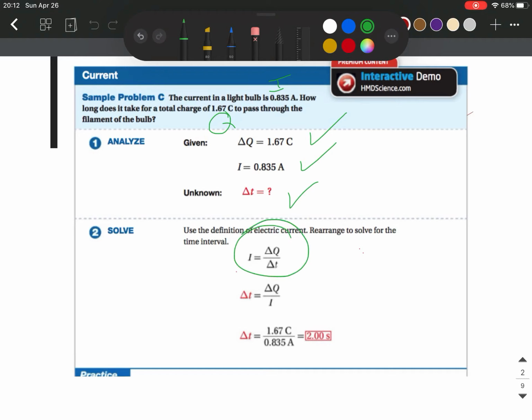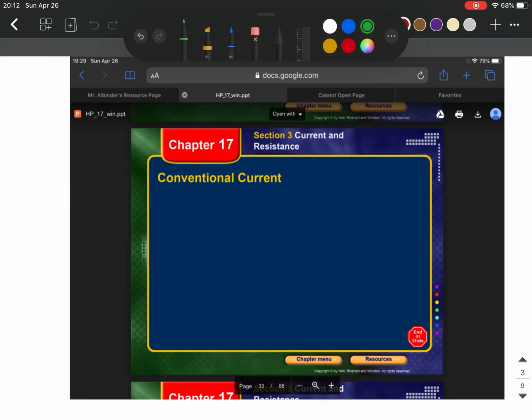We're going to be using the formula. We're going to solve for T, so we're going to switch these two. So T is delta Q over I. We have delta Q, it's just plugging in I, and don't forget the unit for time is the second. Go ahead and do that problem. Pretty straightforward and just plugging in. So the math is really easy.